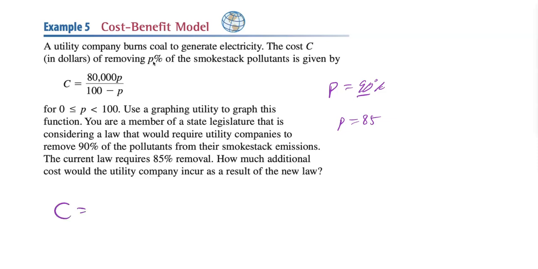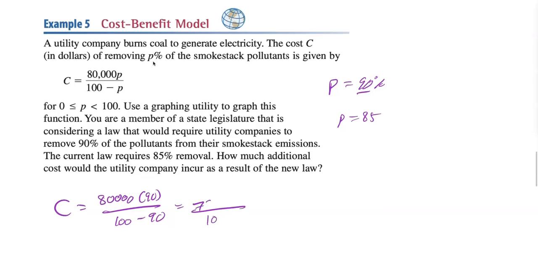So what's the cost when it's 90? I'm going to get that over 10. Over here, 9 times 8 is 72. How many zeros do we have? We have 1, 2, 3, 4, 5. And then one of these zeros cancels out. And we get 7,200,000. So $72,100,000. That's how much it costs. That's what the proposed law would cost.